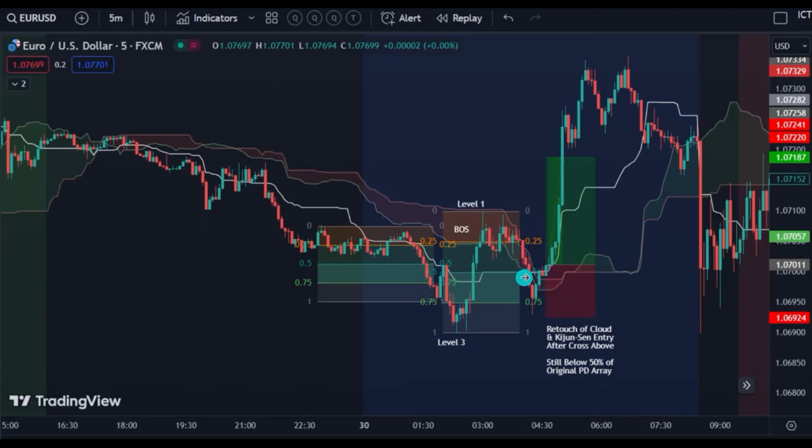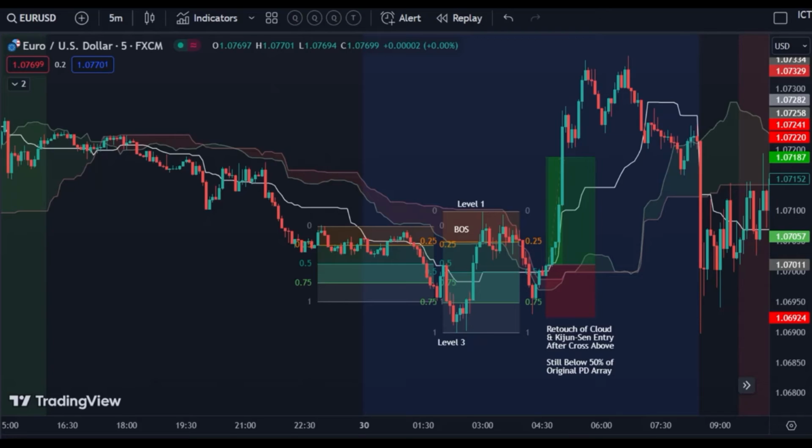is a legitimate entry. If you want, you can wait to make sure that this fair value gap is respected as price closes outside of this fair value gap. And that is the more conservative entry. And you still get at least 2 to 1 and probably 4 to 1. We are also still below 50% of the original PD array.